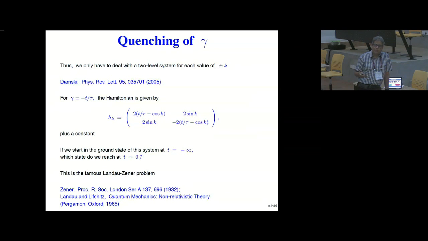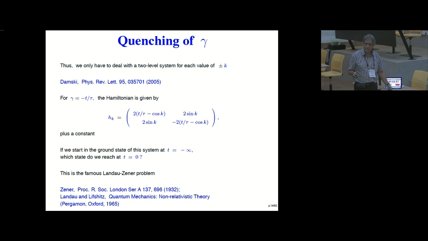And for this particular form of variation of gamma with time, the Hamiltonian is given by this. I have now put it in this form of sigma z times this plus sigma x times 2 sine. So the question is, you start in the ground state of the system at t equals minus infinity. Time of course varies, you don't have to do anything, time varies by itself. What is the state that we reach at t equals 0? This is a two-level problem where something is varying linearly in time. So this is a very famous problem. It's called the Landau-Zener problem, solved by Zener and Landau independently, both in 1932, by some amazing coincidence.